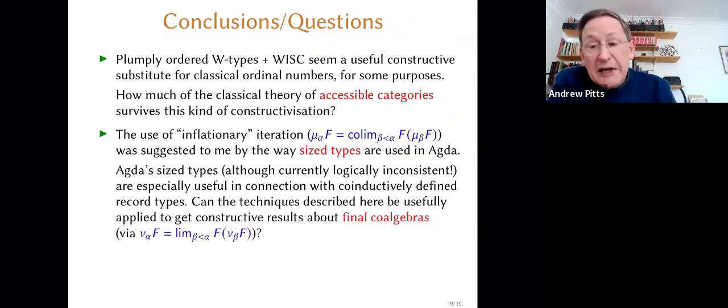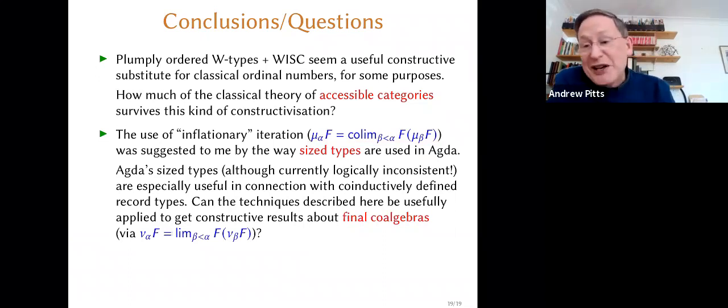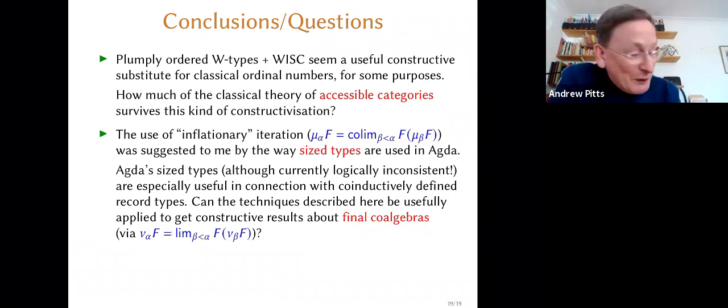You can prove lots of things using size types in Agda. Unfortunately, you can prove anything at the moment, because it's still sadly true that they're logically inconsistent in the current version of Agda. But just because they're inconsistent doesn't make them not useful.